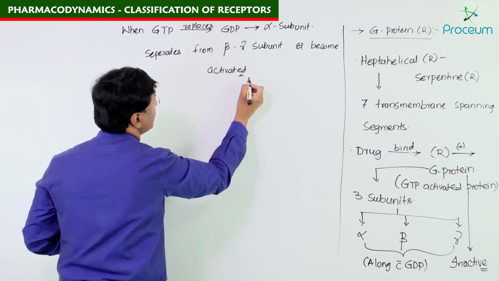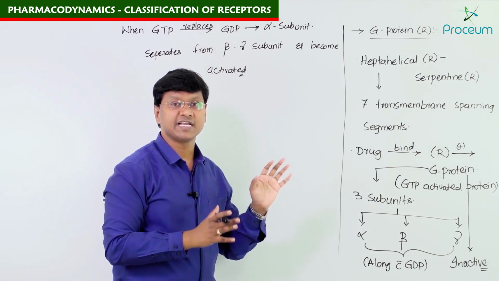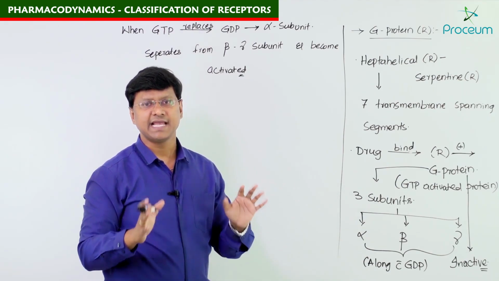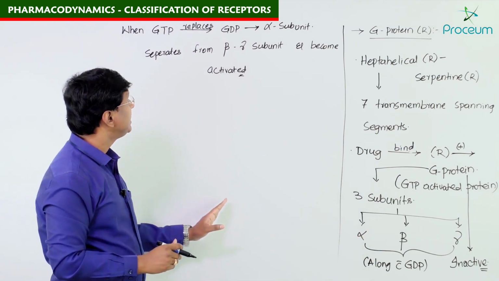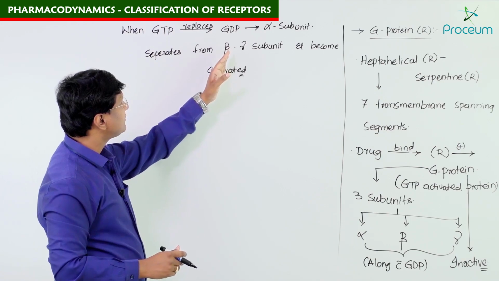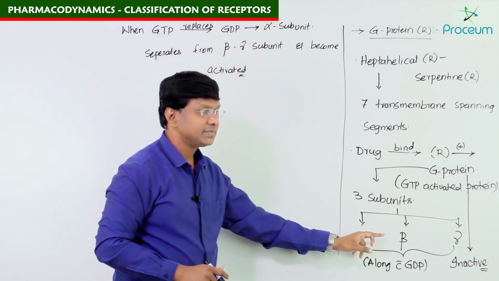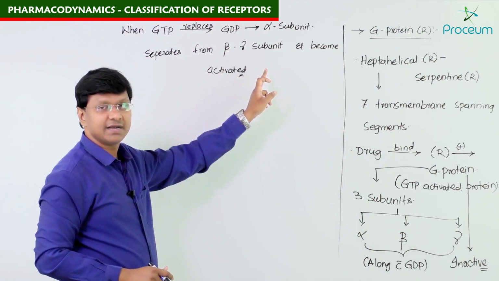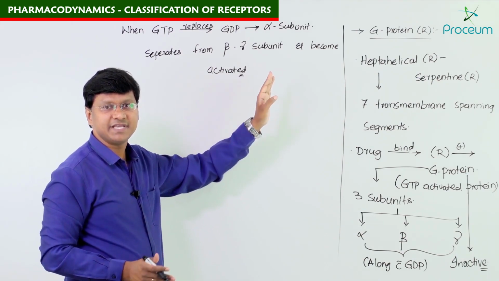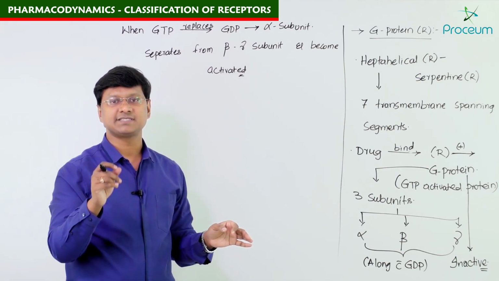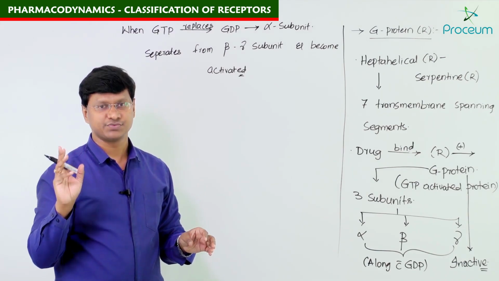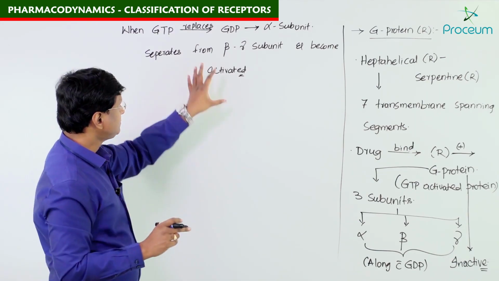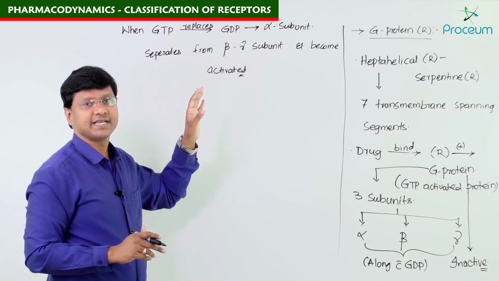So now what is activated? The G protein coupled receptor is being activated. How? When the alpha subunit separates from the beta as well as the gamma subunit, and when GDP is replaced by GTP, GDP stands for guanosine diphosphate, GTP stands for guanosine triphosphate. Then this particular receptor gets activated.